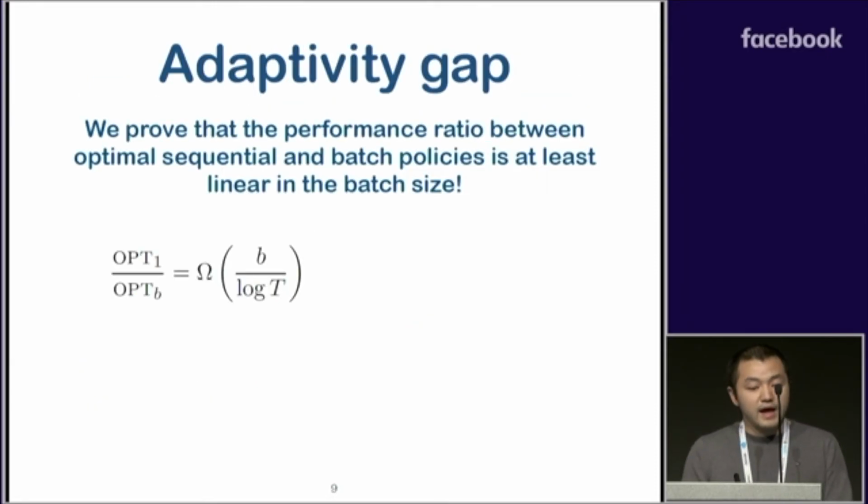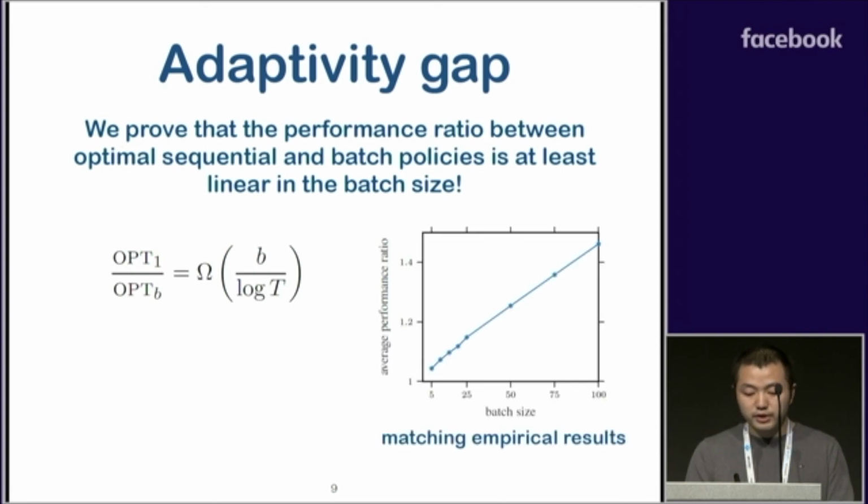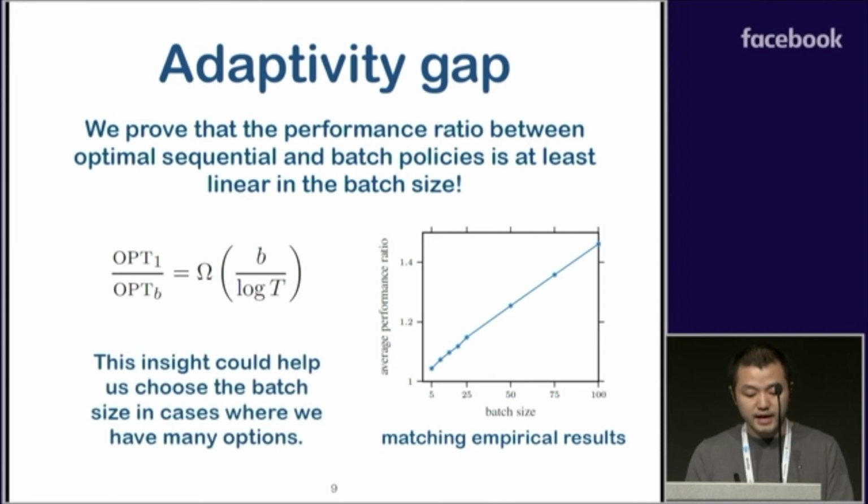We prove that the performance ratio between optimal sequential and batch policies is at least linear in batch size. This theoretical result is found to match our empirical results. And this insight could help us choose the batch size in cases where we have many options.